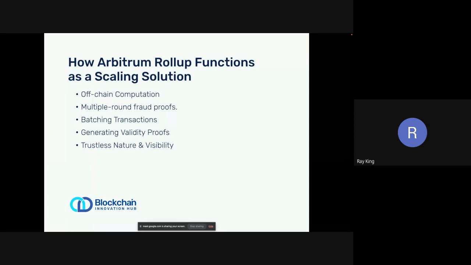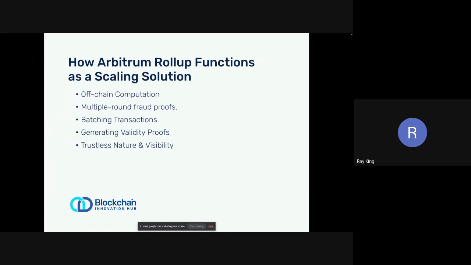First point is off-chain computation. We understand that transactions are done off-chain, and then they are bundled and sent as a single batch back to the layer one. So that's the scaling solution that Arbitrum rollup uses to scale. And then the second one is multiple round fraud proofs. What I'm talking about with fraud proofs is what we covered when we talked about optimistic rollups, where in case of fraudulent activity, users can flag it and then it can be investigated to prove the validity of the transaction. So that is another solution.